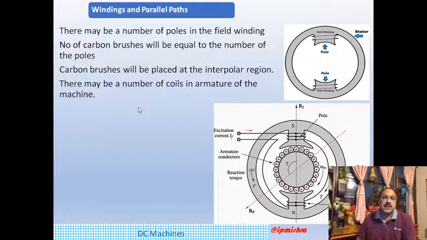Carbon brushes are placed at the interpolar region. In this figure, carbon brushes are not shown. We'll show them in the next figure. But the important thing is that carbon brushes are always placed on the axis which is perpendicular to the field axis. Now, there may be a number of coils in the armature of the machine. If there is a four-pole machine, there will be four coils also.